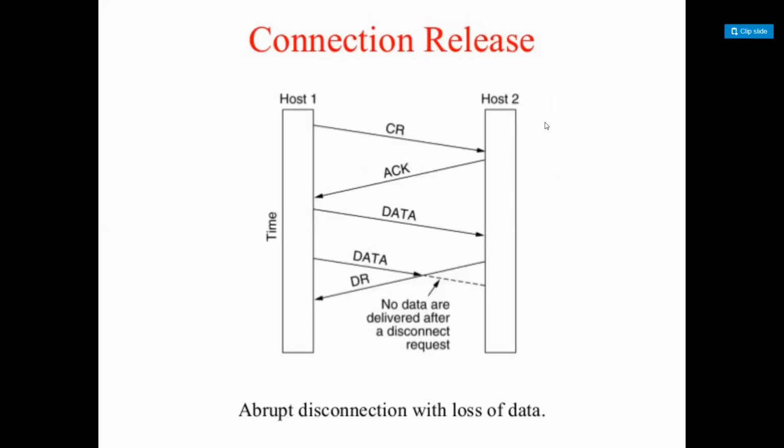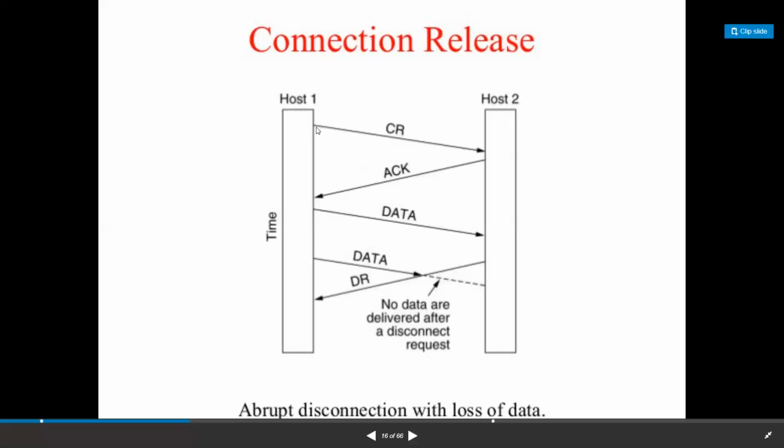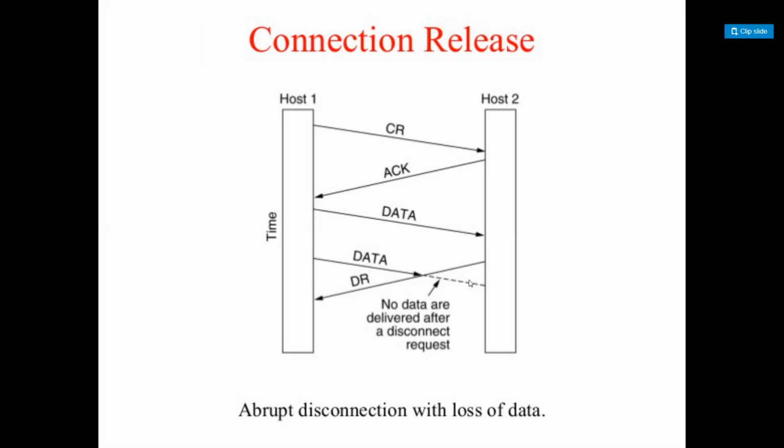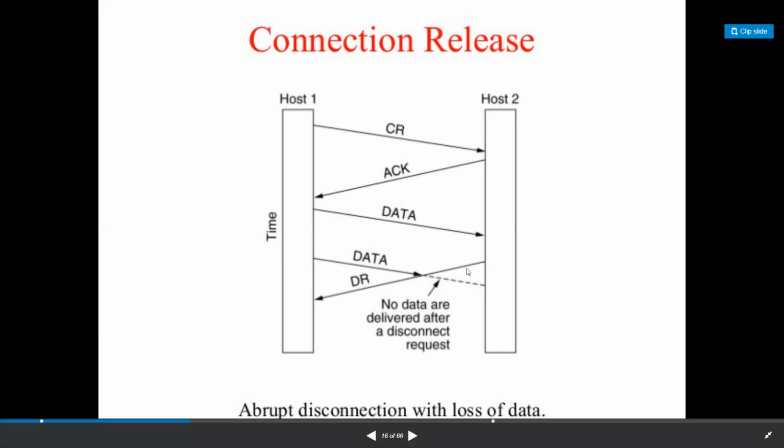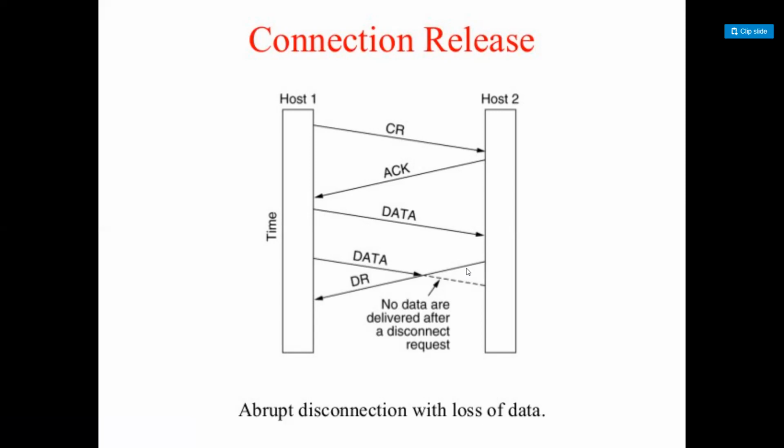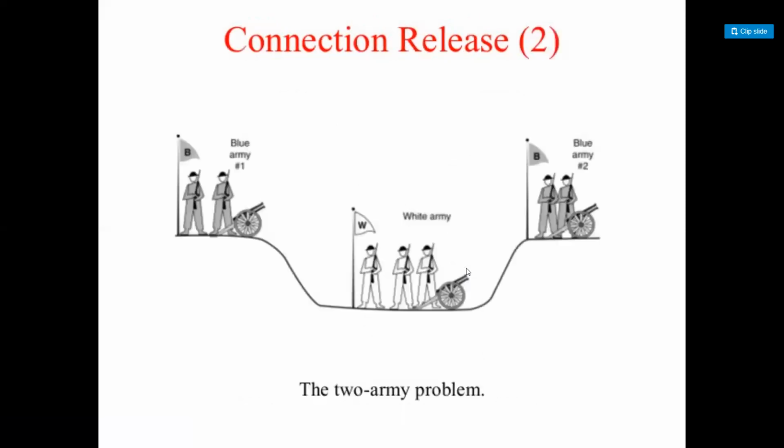Connection release. This is very simple. Previously, for the connection request, host 1 requested a connection with CR, and host 2 acknowledges the same. After acknowledging this connection request, host 1 sends the data. No data are delivered after the disconnection request. See here, the DR will be sent by host 2. That means these two hosts no longer want to be connected, so DR will be sent by the other host.